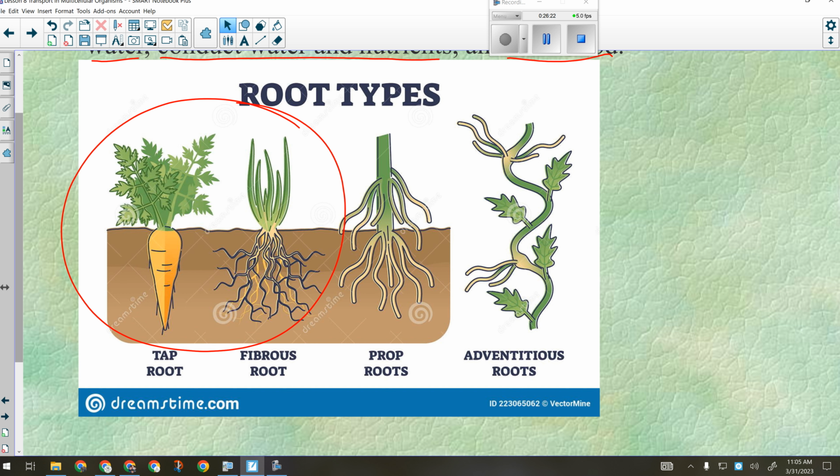Fibrous roots can grab a whole bunch of places around the tree and actually make it more secure. It's actually more likely to break off than it is to come out of the ground if it's got a fibrous root.